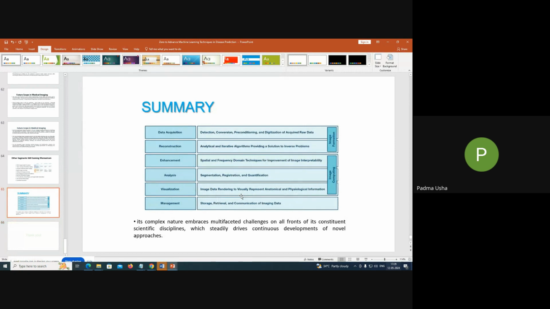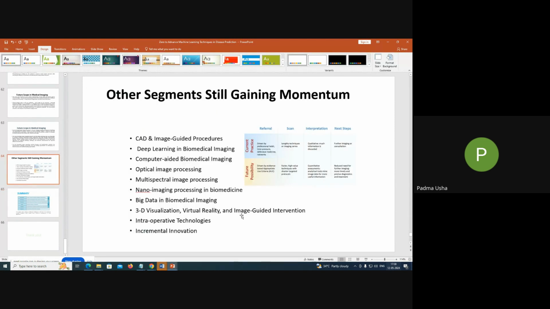Sir, I have one doubt, sir. Yes, yes. Sir, what is the scope of image fusion in cancer diagnosis, sir? Your voice is not audible. Can you repeat it? What is the scope of image fusion? Image fusion, yes, in cancer diagnosis.